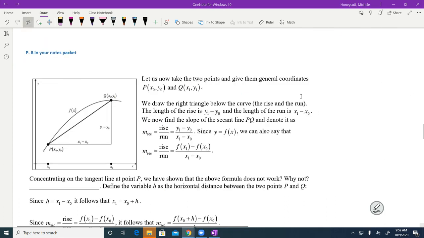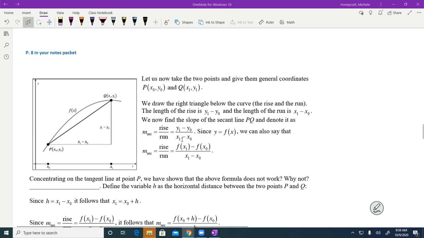So if you turn the page in your notes packet, you'll see this on page 8. You can mark off that chart right above it. We're not going to do that. But it says, now let's take a look at these 2 points with general coordinates x0, y0, and x1, y1. And we draw the triangle because we're trying to estimate the slope.